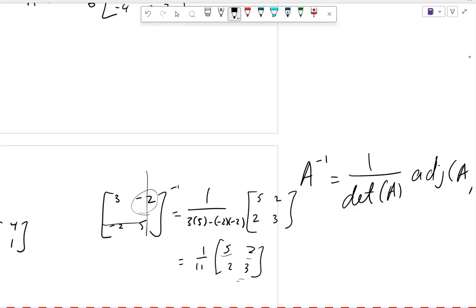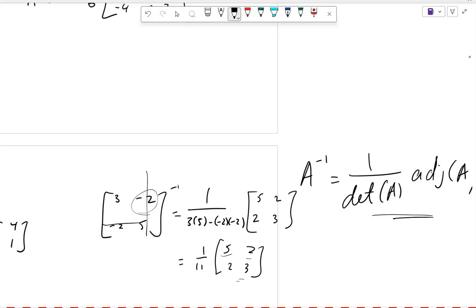So notice that the formula we came up with a while ago for the inverse of a 2 by 2 is a special case of this adjoint formula for the inverse. That D, negative B, negative C, A that we used, flip the main diagonal, negate the off diagonal, is just the adjoint of the 2 by 2.